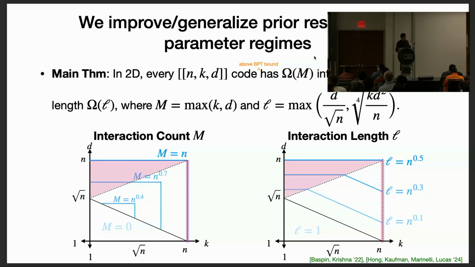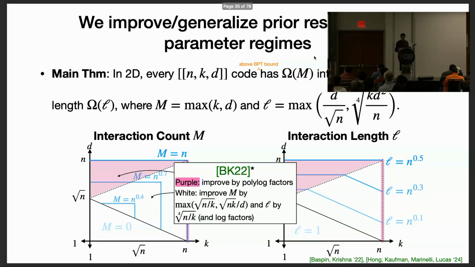So where do the prior bounds fit in? Our bounds improve Baspin and Krishna's results in all settings. In some cases, in the purple regime, we're just shaving polylog factors, so it's basically the same results. And in the white region, we are improving both bounds by substantial amounts, by polynomial factors. So we're improving m by this polynomial factor and L by this polynomial factor, and also shaving some polylog factors.